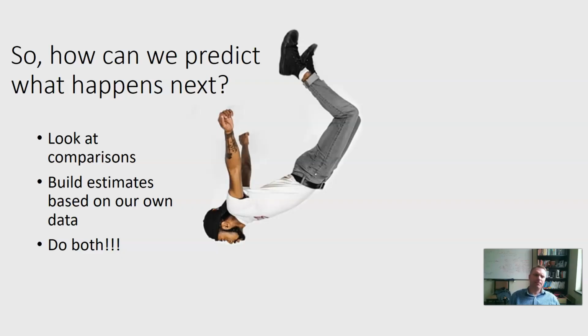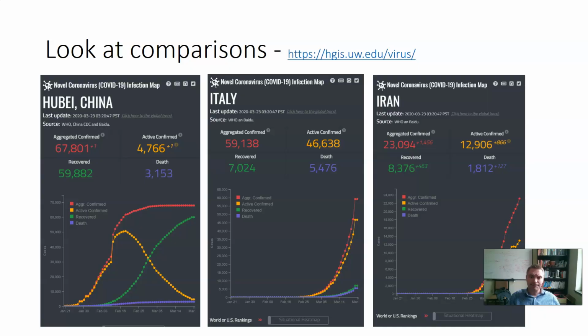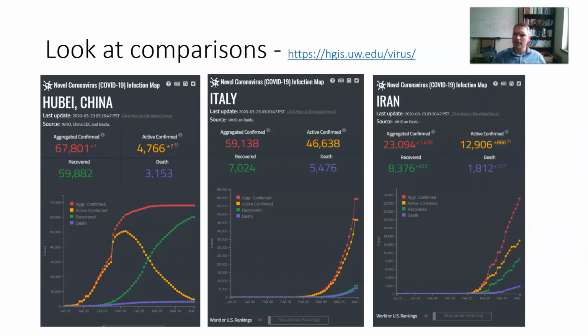So how can we predict what happens next? We can look at comparisons, we can build on estimates based on our own data, or we can do both. Let's look at some of the comparisons that are out there. This is pretty interesting data put together by the University of Washington. This whole example is a pretty heavy example, so I hope I'm not discouraging you, but it is the reality that we're living in right now, trying to understand what's happening.